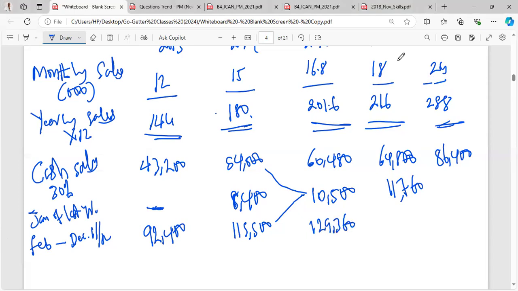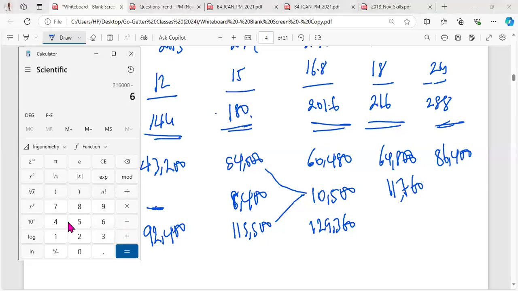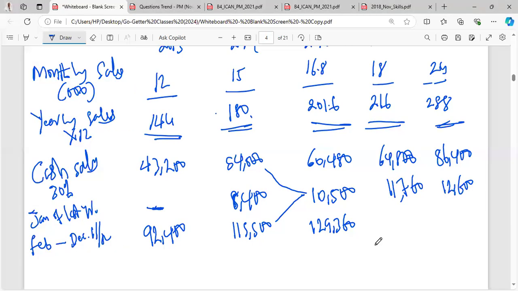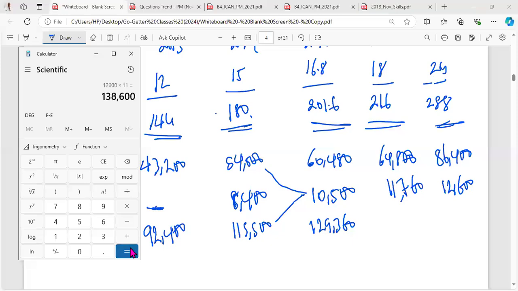Now let's look at this here. We have 216,000. Let's remove 64,800. All right. Now let's divide this by 12. We have 12,600, which we collected here. We multiply this by 11, 138,600.